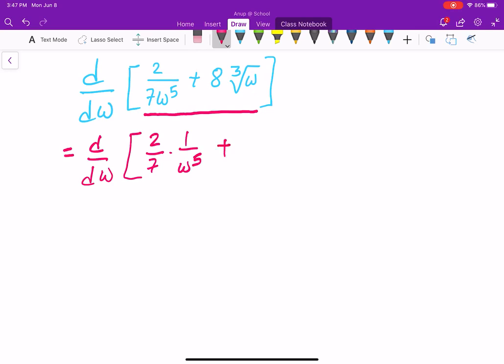In the same way, the second term can also be rewritten as 8 times cube root of w, which can be changed into w to the power 1/3. I want to change into the exponent form because in that way we can use the power rule. Otherwise, to directly deal with the radical, we would need a different basic differentiation rule, right? So that's why I want to change that into the exponent form.